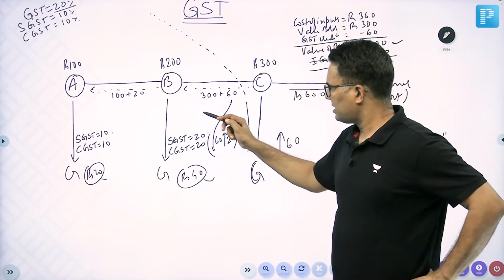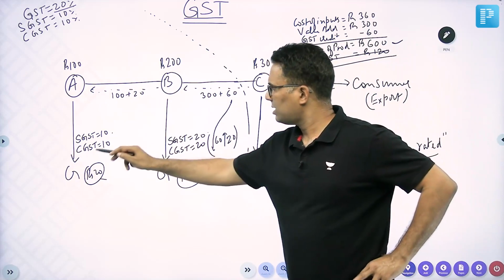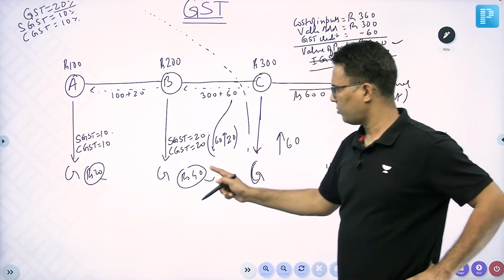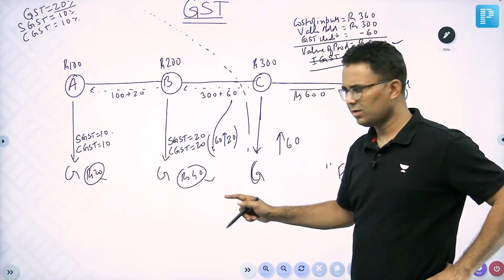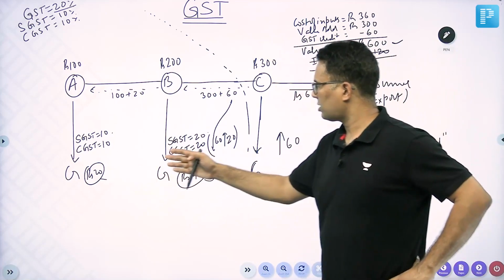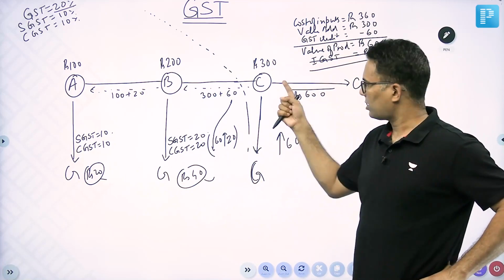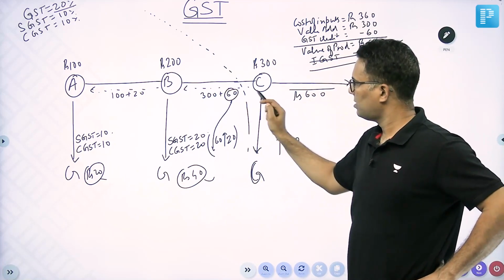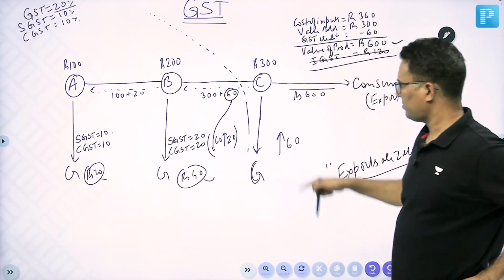Now, some say that sir, B has deposited tax and A has deposited tax, 40 and 20. So why does the government give the tax back to C? B has deposited and A has deposited, but who has paid from his pocket? C has paid, na? So the government gives it back to C.